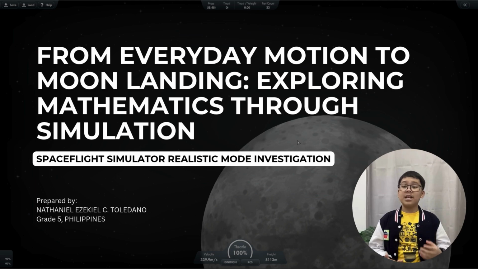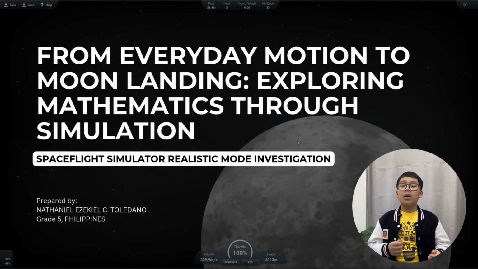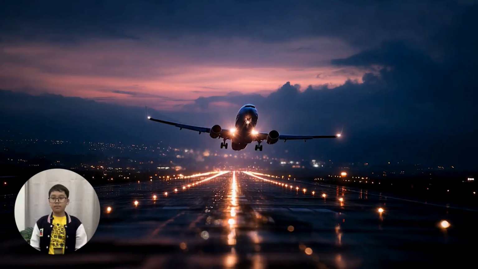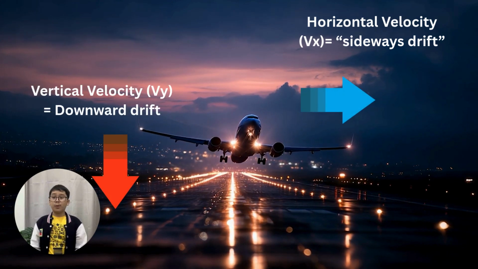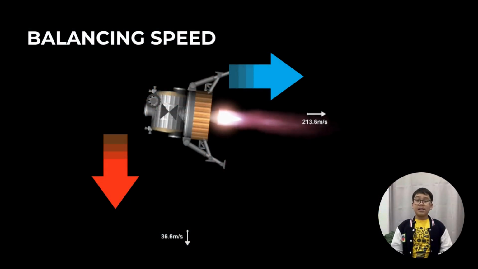In this investigation, I explore how mathematics helps control motion during a moon landing and how these same principles can be observed during an airplane landing. During an airplane landing, the aircraft moves forward while gradually descending. A lunar landing experiences the same situation as an airplane landing.